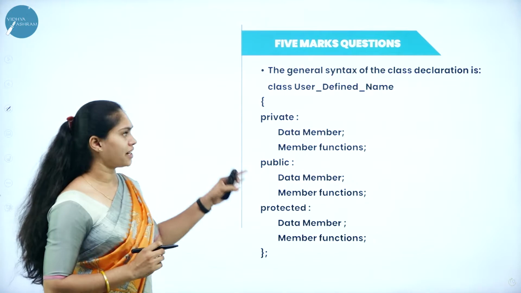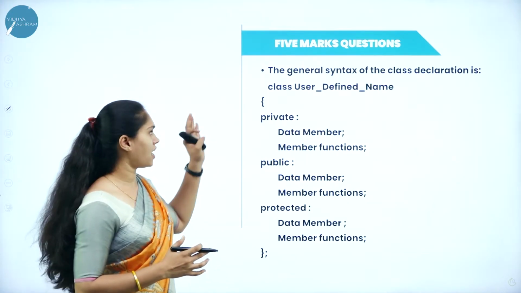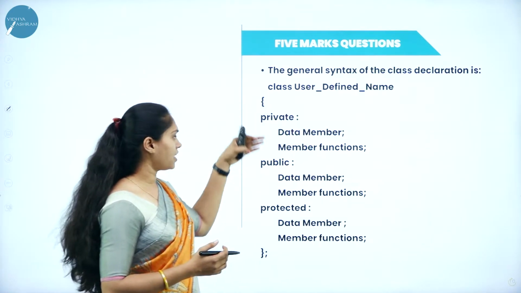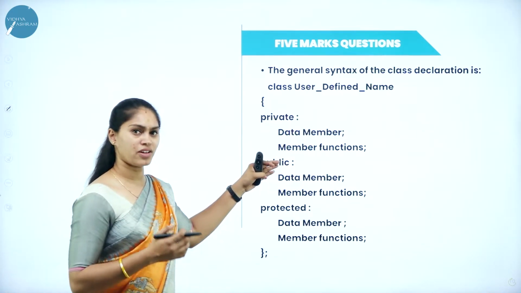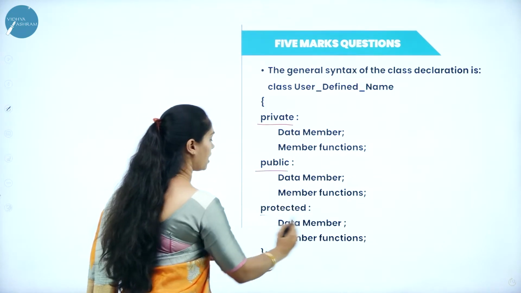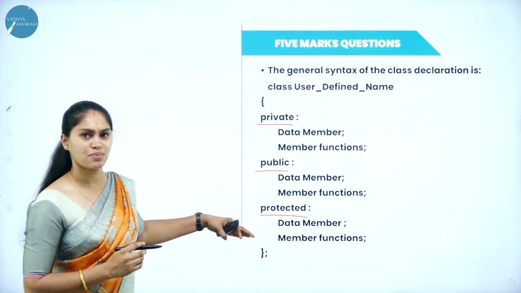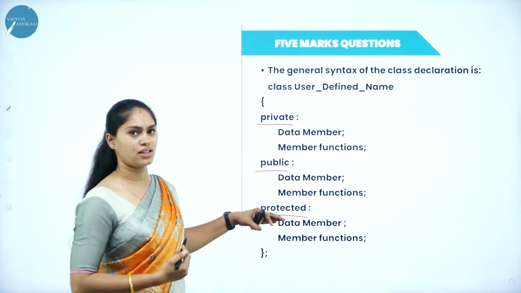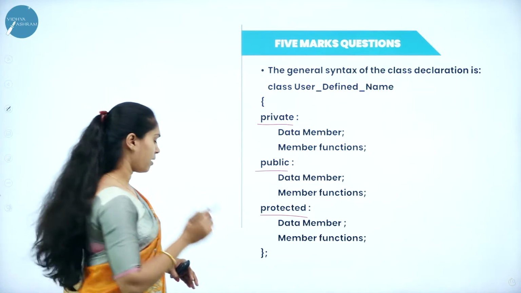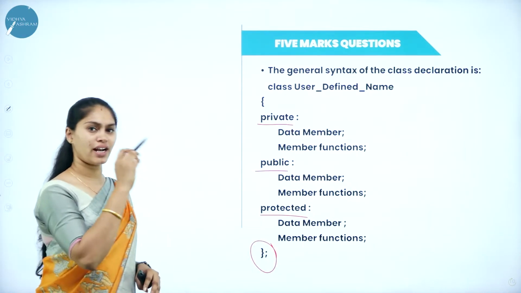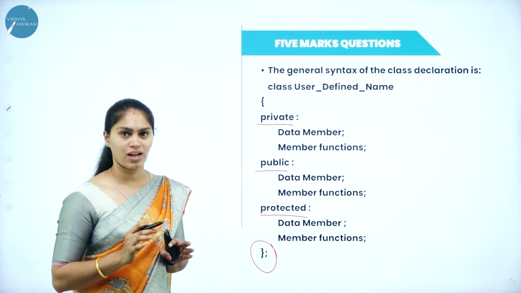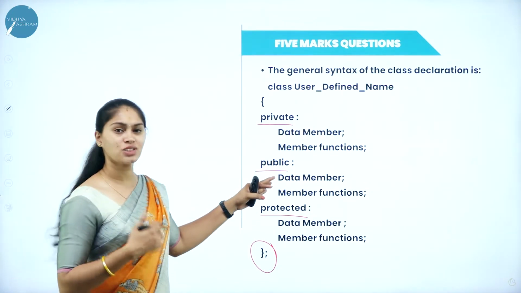So you have to write the syntax. How to write the syntax? We have the class keyword and I need to give a name for the class. Within that, I have data members and member functions, and I have 3 access specifiers, which are private, public and protected. Under each access specifier, we have data members and member functions as well. And how are we going to close a class? The main thing, we close a class or end the class scope by closing the curly braces with a semicolon.